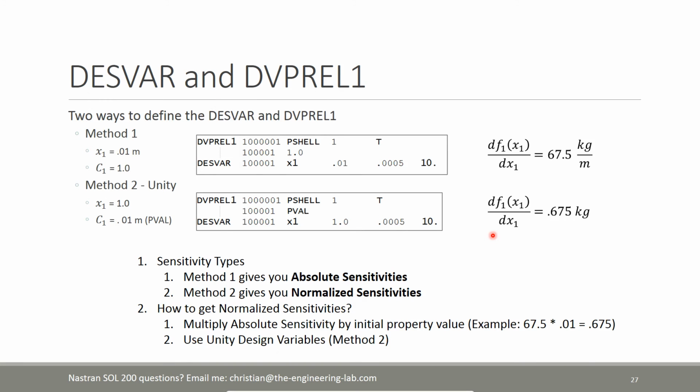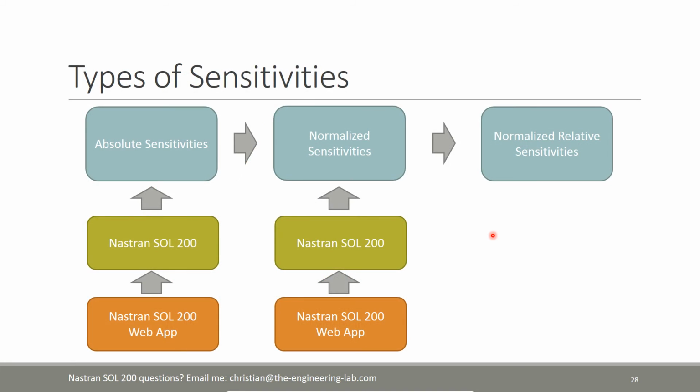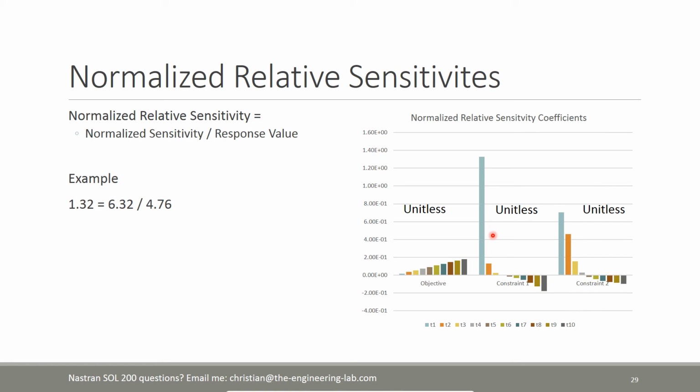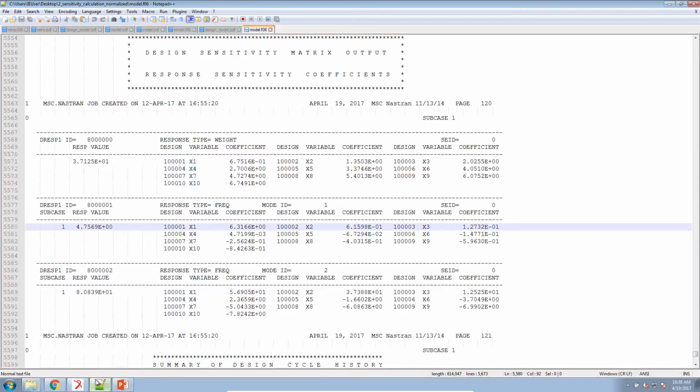So there's one last type of sensitivity I want to outline, and that is the normalized relative sensitivity coefficient. Let me go ahead and walk you through how to obtain that. To obtain a normalized relative sensitivity coefficient, you would take your normalized sensitivity value and divide it by the response value. So here, let me go through an example.